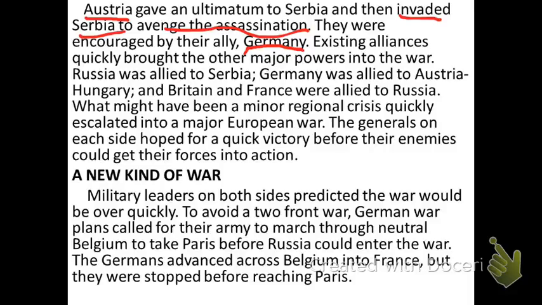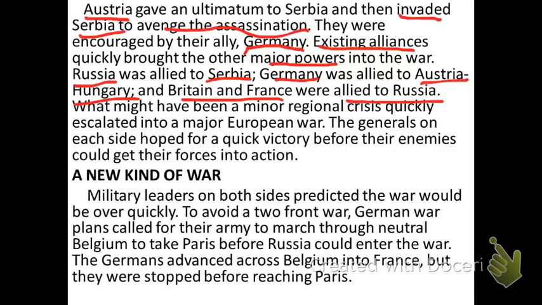Anyway, to get back to this, so existing alliances, and again we talked about this system the other day, soon brought many other major powers into the war. Russia, which was allied with the Serbian country, came to their defense against Austria. Germany was allied to Austria, and they came to their defense. The English and the French were allied to the Russians, and on and on and on.